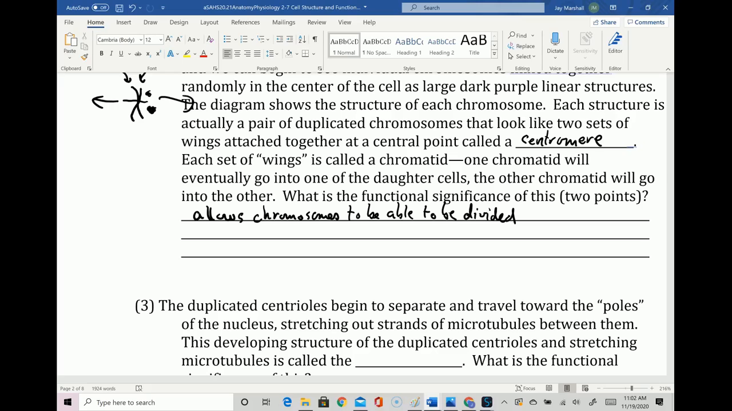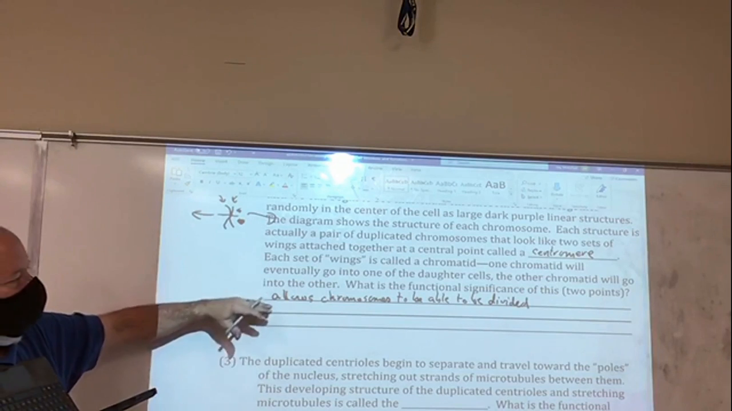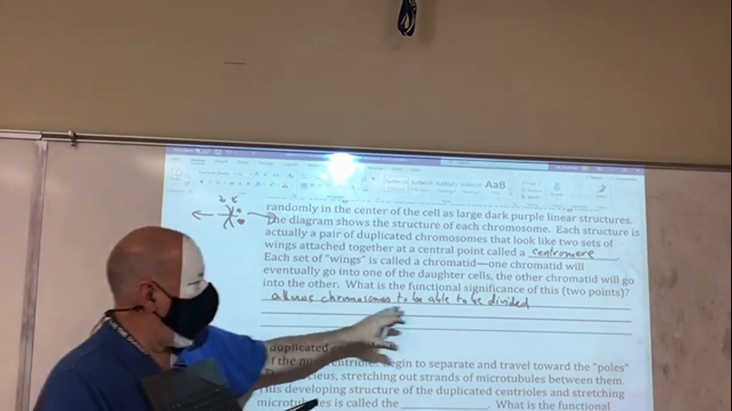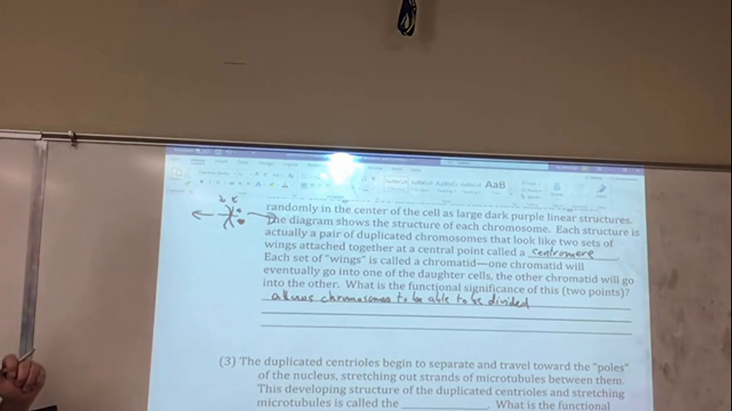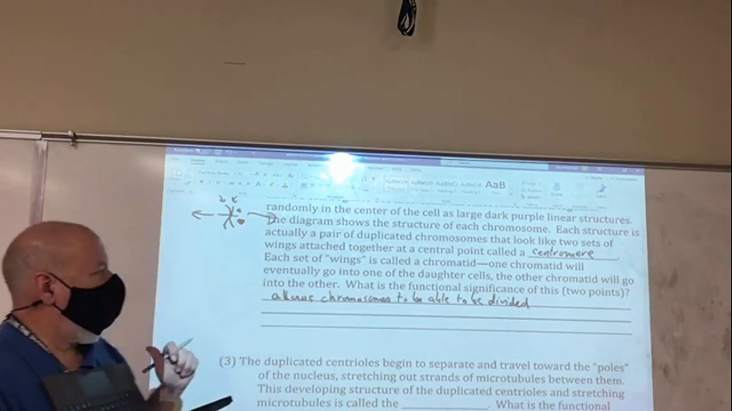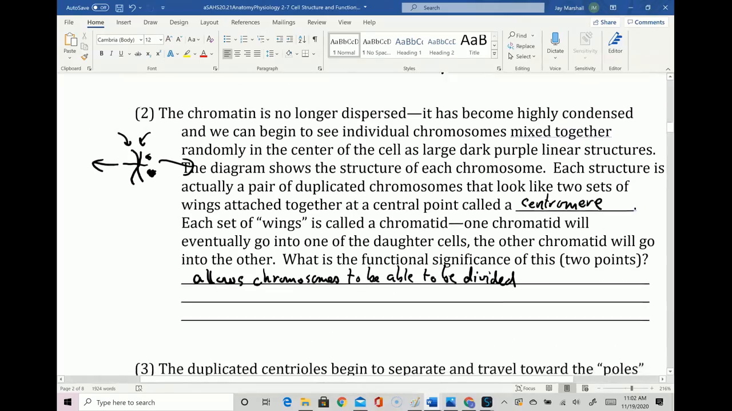What is the functional significance of this? My brain is sort of freaking out on me right now, and I can't remember exactly what I wanted there as a second point, but I'm sure as I go along, I'll remember it, and I'll impart that to you once I remember it. I'm old. What is the functional significance of this? I can't remember what I wanted as that second point.